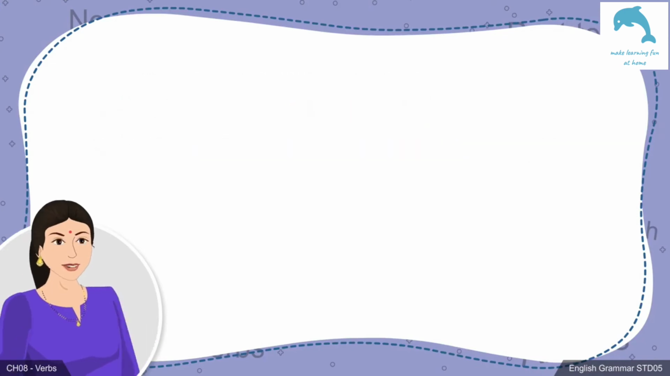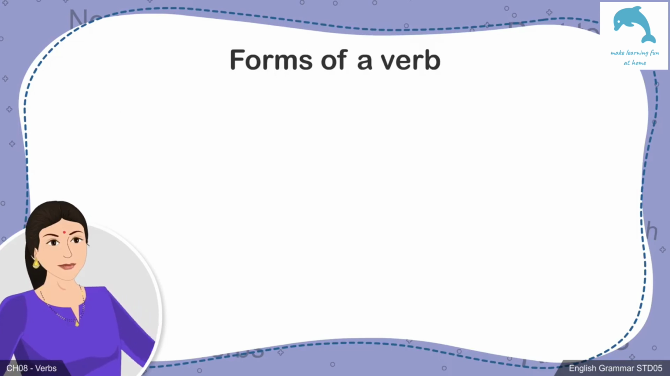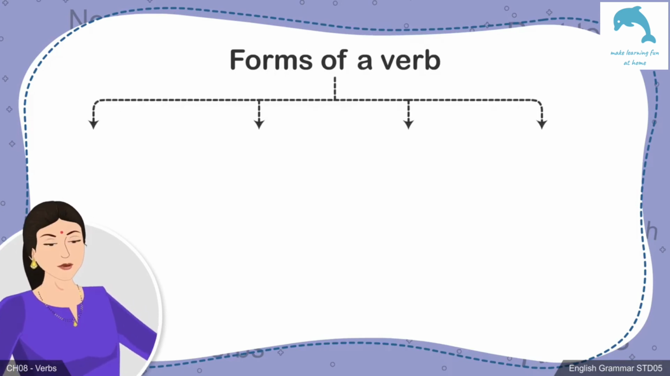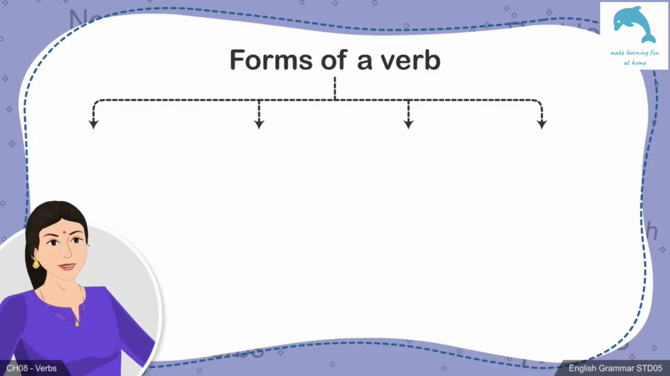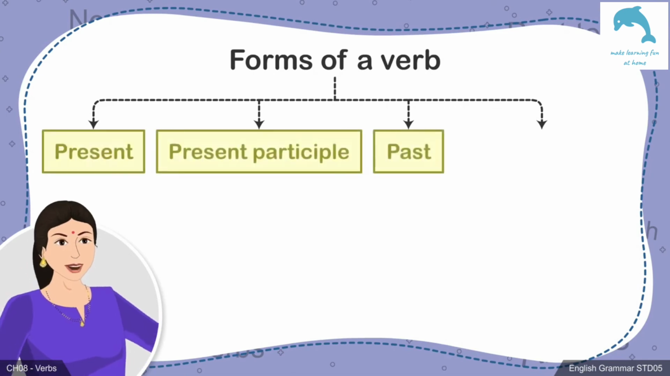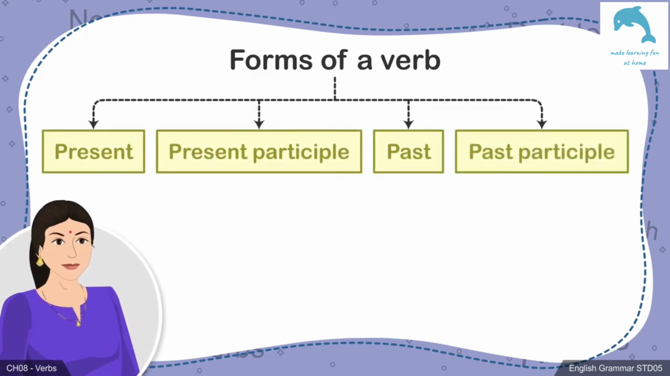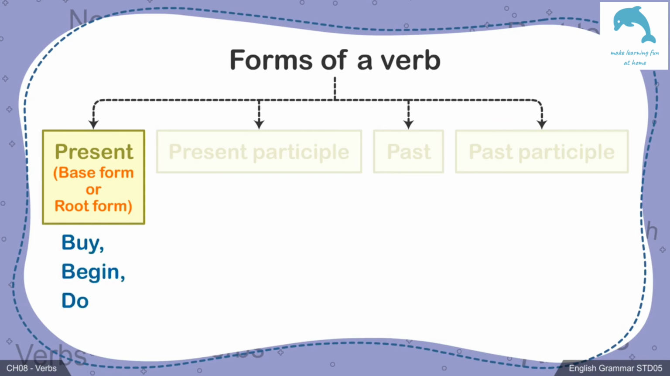Let's understand and learn the different forms in which any verb can appear in sentences. There are 4 main forms of verbs in English grammar that we'll be learning about. These 4 forms are present, present participle, past, past participle. The present tense form of the verb is also called the base form or root form. The verb appears in its original form. For example, buy, begin, do, etc.